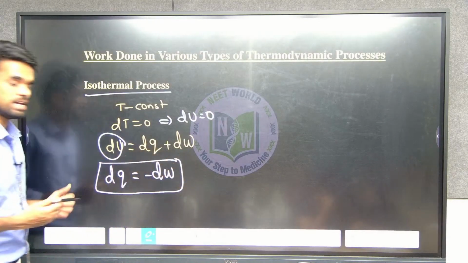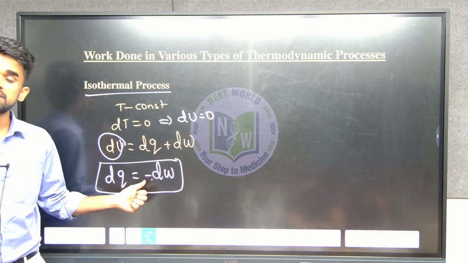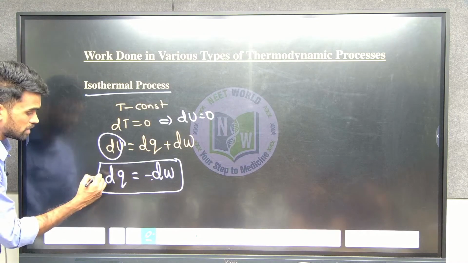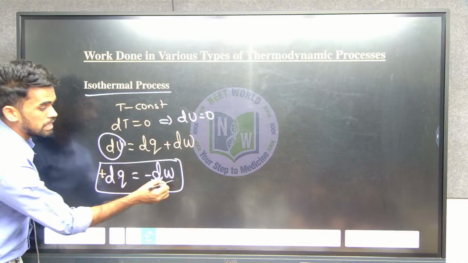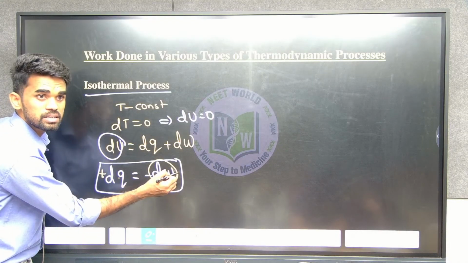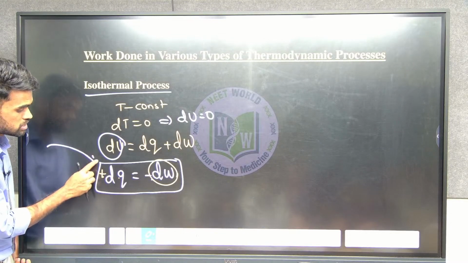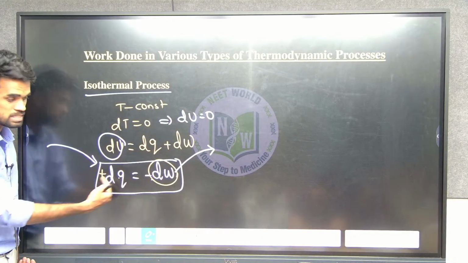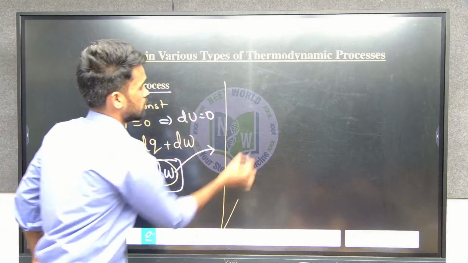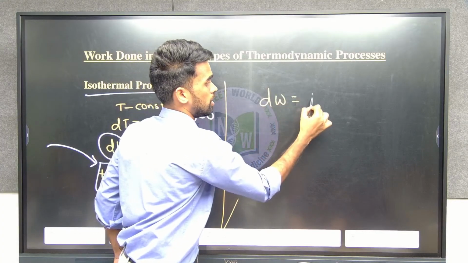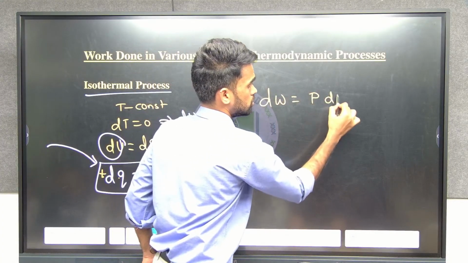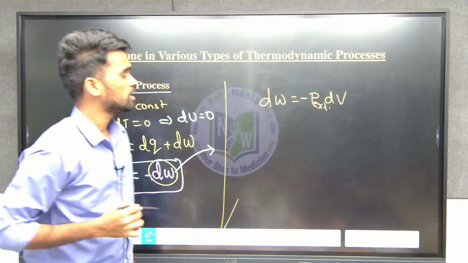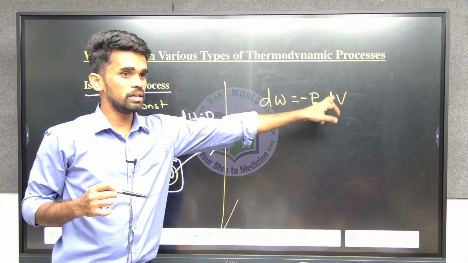So what it is saying here, the minus symbol means what? Work done by the system or work done on the system? So whatever heat you are supplying to the system is completely utilized to do work by the system. This is what this symbol says. Okay, the next one, dW. What is the formula? Minus P external dV. External pressure into dV.